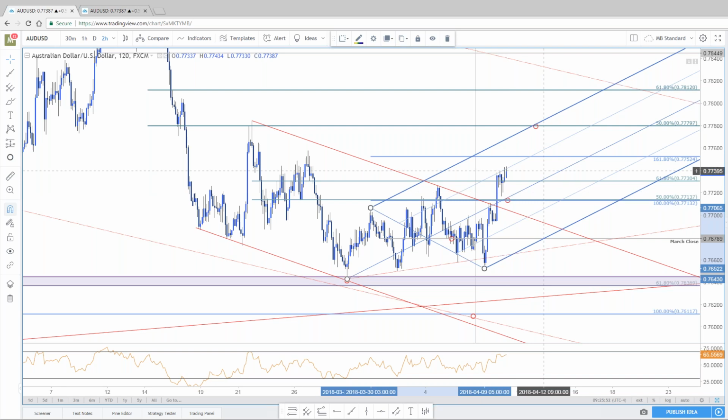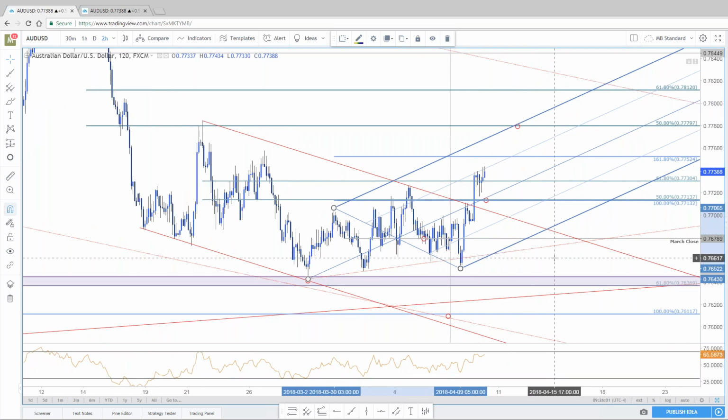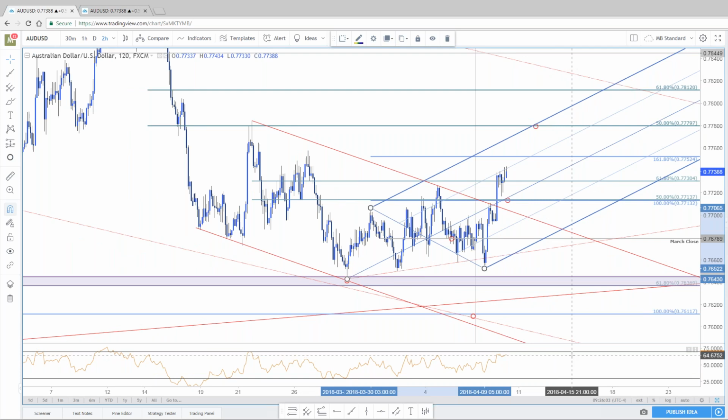Same thing. Guess what the upper target highlights? 77.80, that 50% retracement, former swing highs, yet again. Yeah, they both look pretty good.